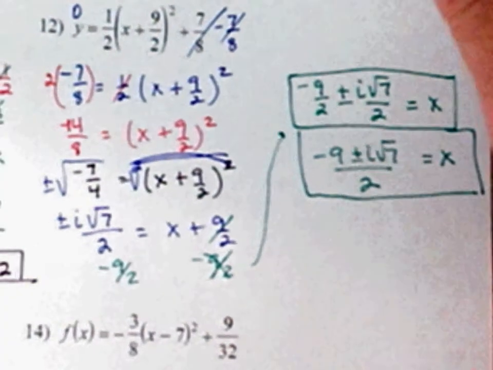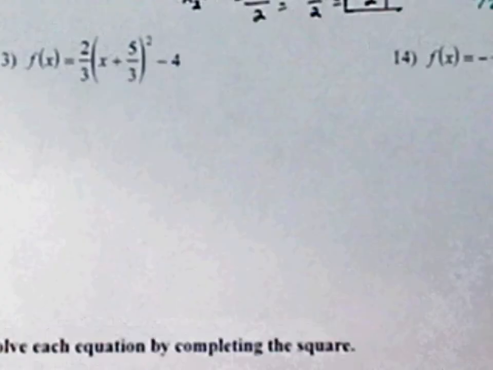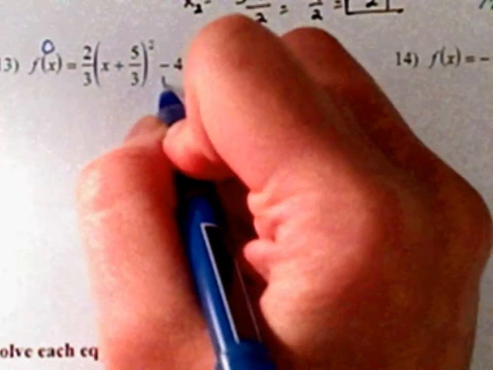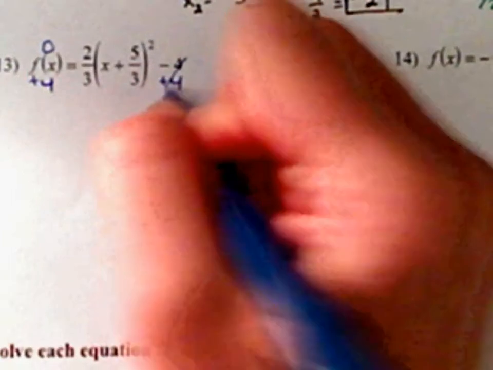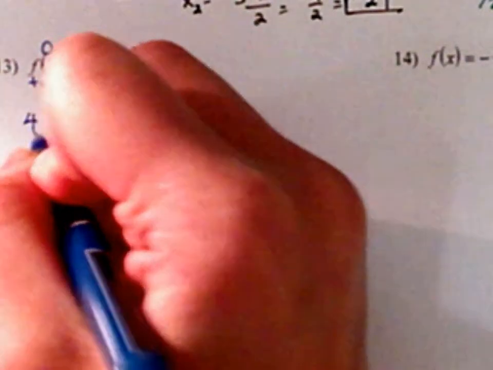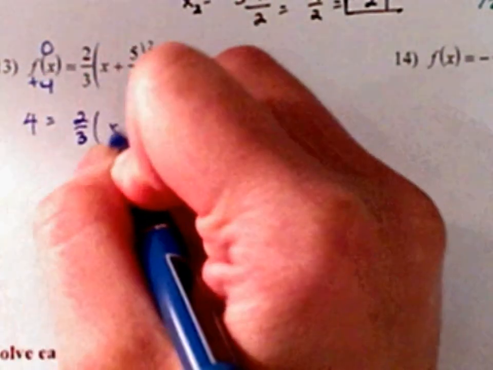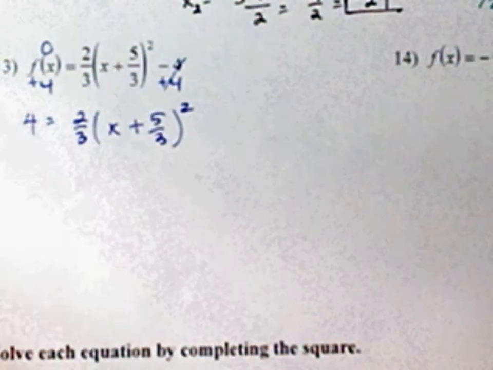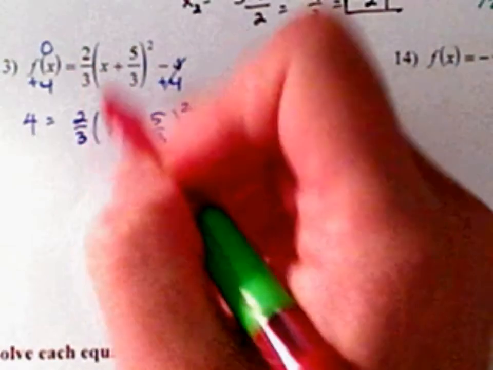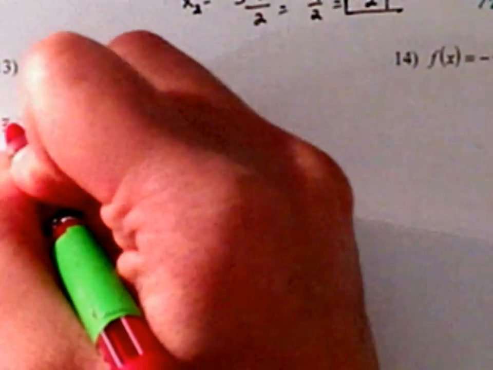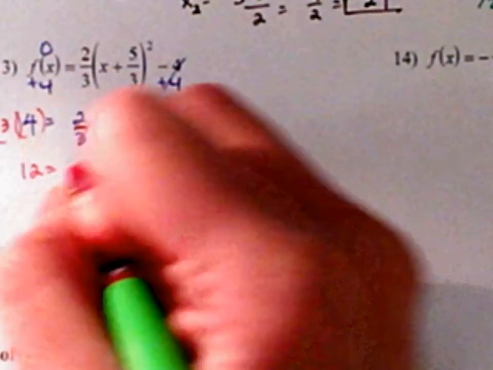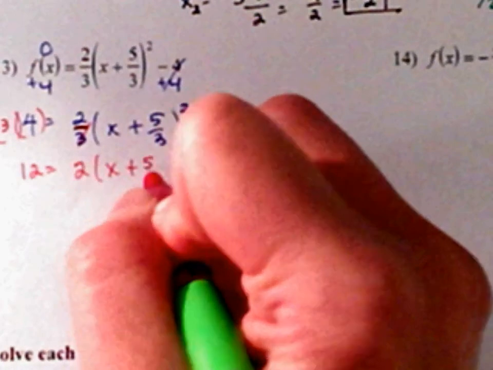Number 13. f of x just tells you it's a function. I'm going to make that a 0. So I'm going to add 4 to both sides. What you do to one side, you do to the other. So now you have 4 is equal to 2/3 times (x plus 5 over 3) squared. Do not be scared of fractions. Let's get rid of this fraction. The opposite of divided by 3 is times it by 3. So now you have 12 equals 2 times (x plus 5 over 3) squared.